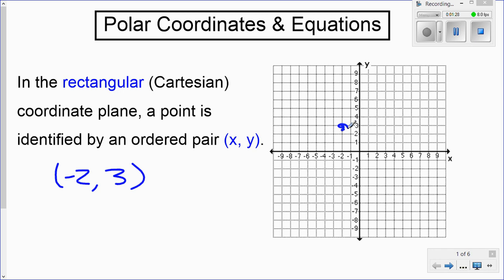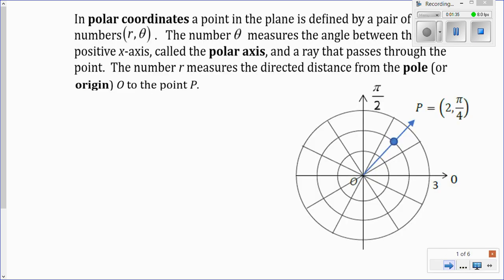Okay, well, this is not the only way that we can define a point in two-dimensional space. So another way that we can define a point in two-dimensional space is with polar coordinates. So with polar coordinates, a point in the plane is defined by a pair of numbers, okay, but instead of x coordinate and y coordinate, those numbers are represented by r and theta.